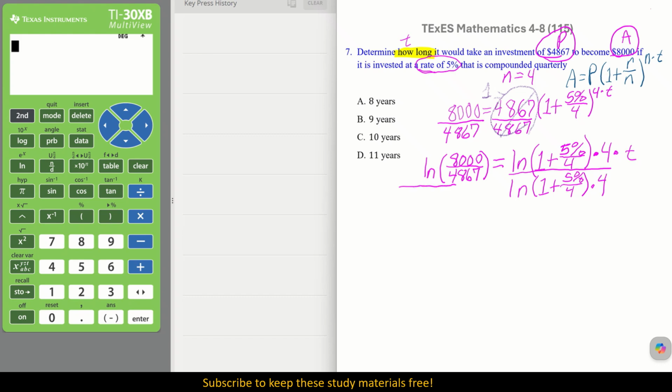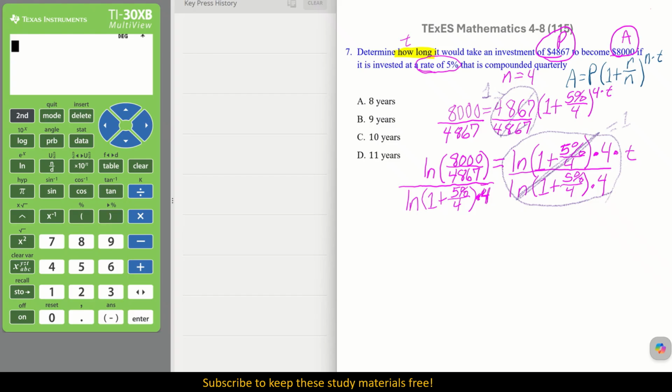Now over here on the other side, I have ln of 1 plus 5% over 4 times 4. Notice that times 4, you can put that in the front of the back because it's multiplying. That's why I was saying it really doesn't matter. Now, what is really going on here? Everything in front of the t is going to be that understood 1 we were looking for. So it all equals 1.